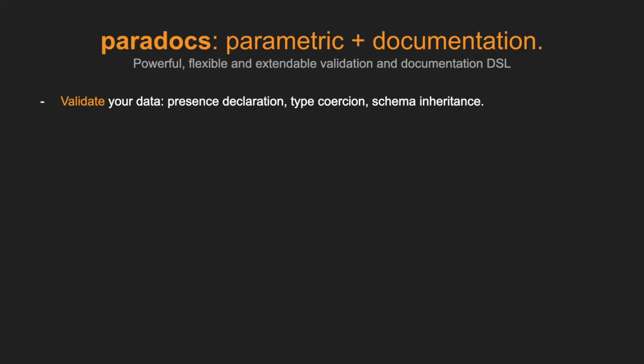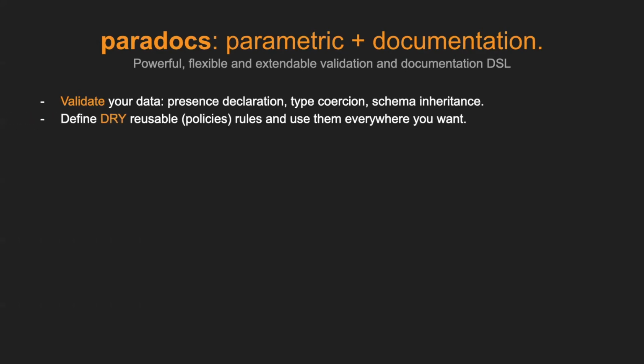It allows you to validate your data, to check whether a field is present, whether a value for this field is present, whether it should be optional, may come or not. It allows you to check whether this value is a string, an array, an integer, and so on. And you can even coerce this string to an integer if it is coercible.